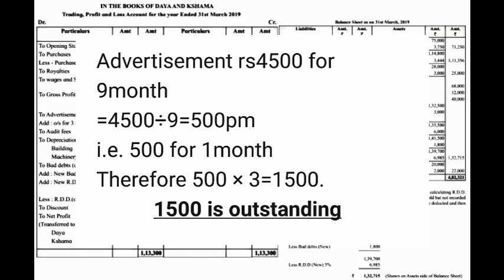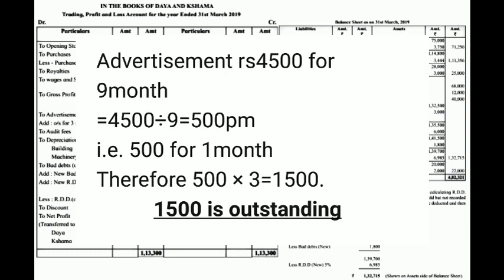Now here they are saying that they had paid 4,500 only for 9 months. So as an accountant, we have to rectify this. We have to show for 12 months. So we can say that 3 months is still unpaid. That is called outstanding. So first of all, we have to calculate the amount. Advertisement rupees 4,500 is for 9 months. We can see in the working note. What we had done: first of all, we had converted this amount into per month.